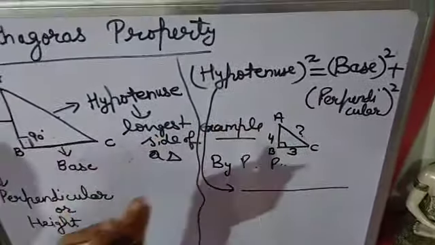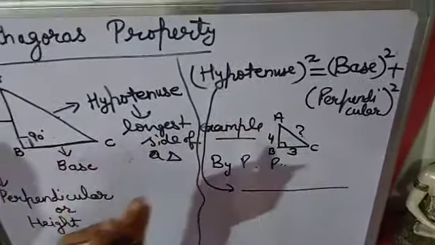Now in the next step, find its square. The square of 3 means 3 into 3. 3 3s are 9. 3 raised to power 2, plus 4 raised to power 2, means 4 into 4, which is 16. So add it: 9 plus 16 is 25. Now you have to find the value of the hypotenuse from here.